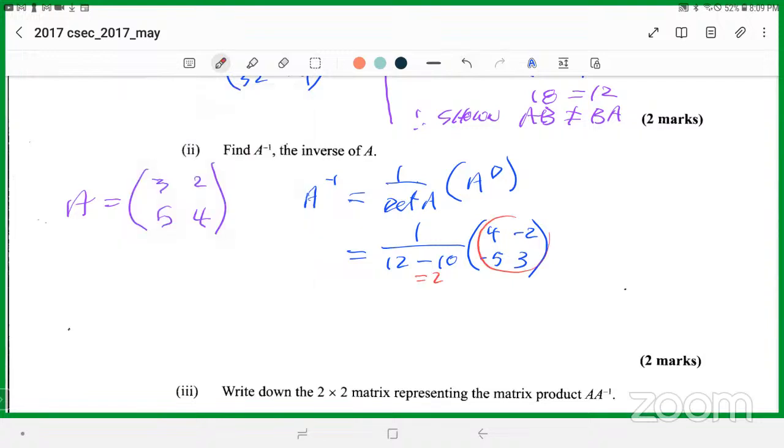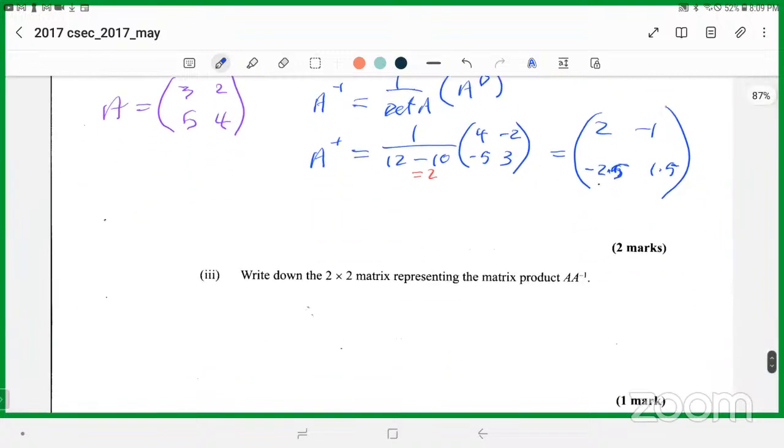And so now you're dividing each of these values by the 2. And so finally, this inverse matrix, really then, this divided by 2 is 2. This divided by 2 is negative 1. This divided by 2 is negative 2.5. This divided by 2 is 1.5. So that is my A to the minus 1 matrix, the inverse matrix.